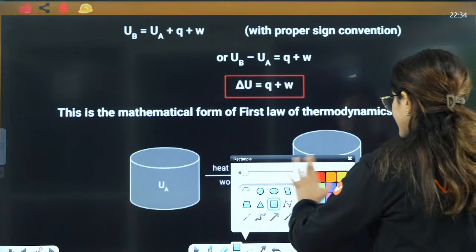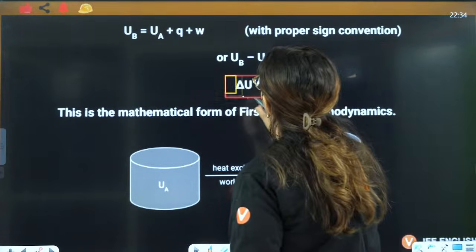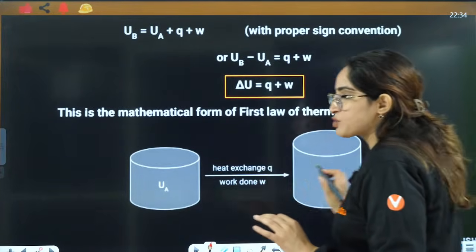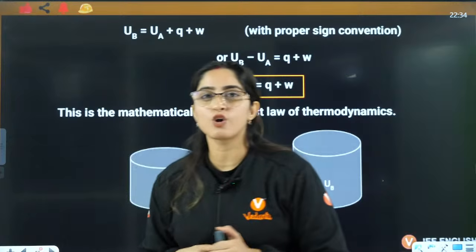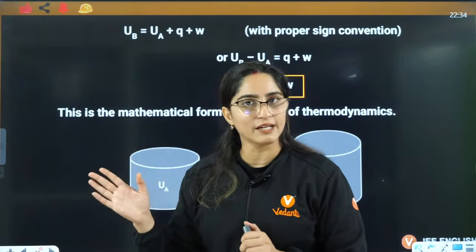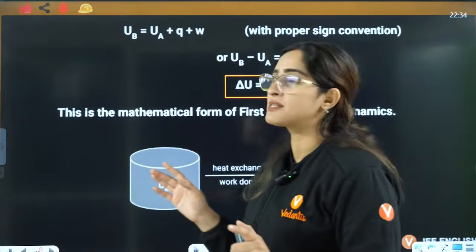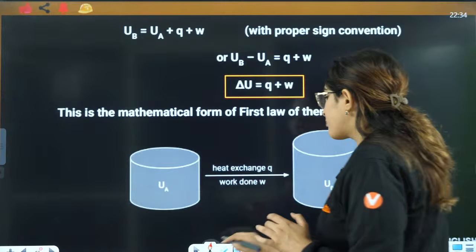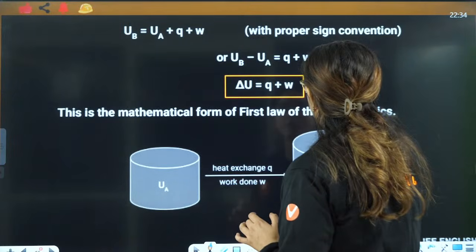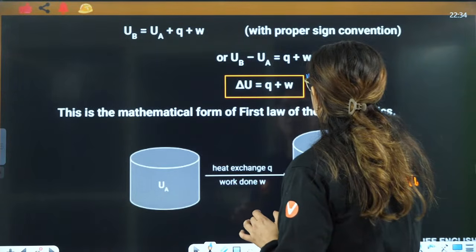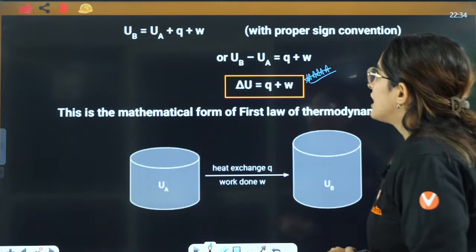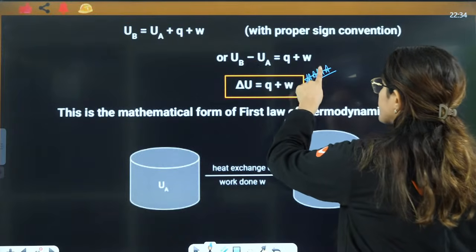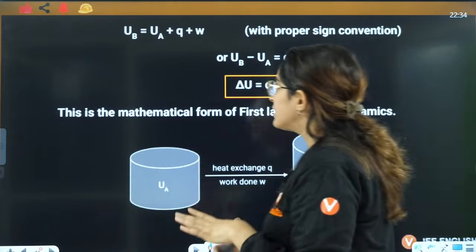Now this is a different equation as compared to your equation of the first law in physics, which is entirely different. This is different because the sign conventions are different. So delta U is equal to Q plus W. That's a very important equation for the first law, right? So we can say that change in internal energy is equal to heat energy plus work done, right?